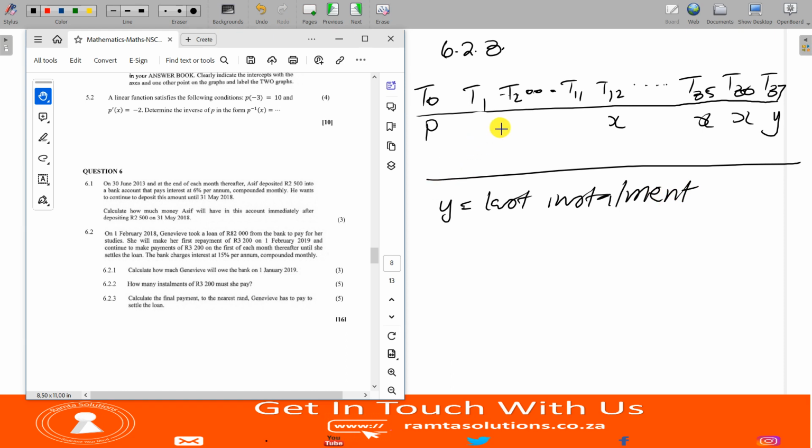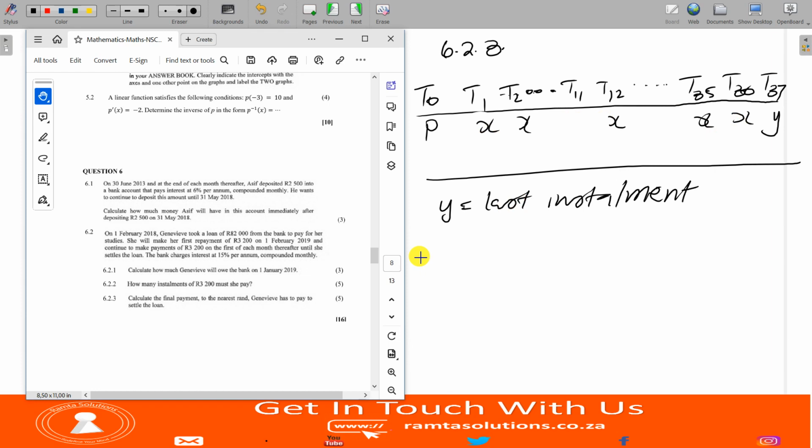So we know from T12 to whatever, how many installments is she making? It was okay to say 37. What we know is that she's making 36 installments of 3,200, but the last installment is different to this. So these first 36 are an annuity.